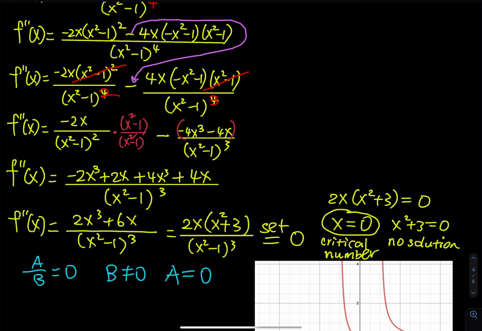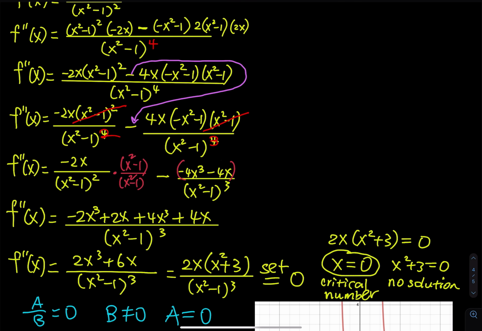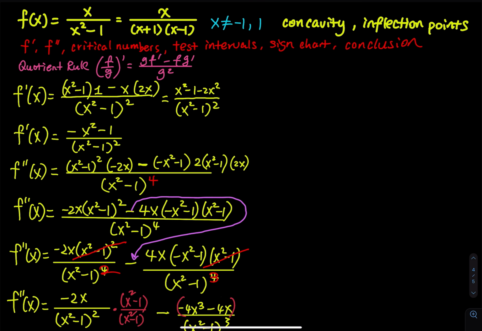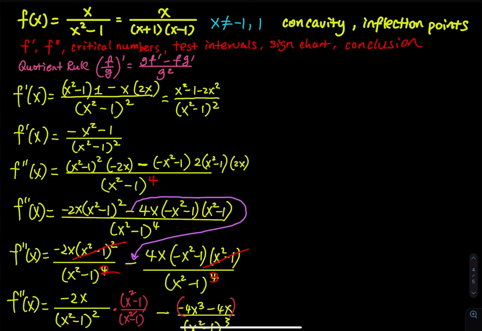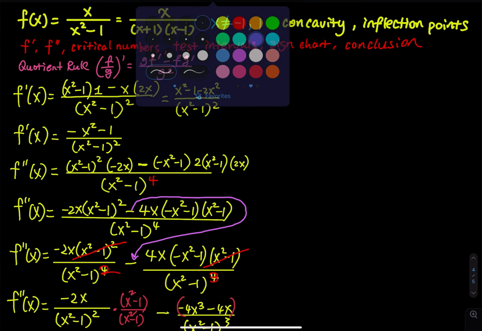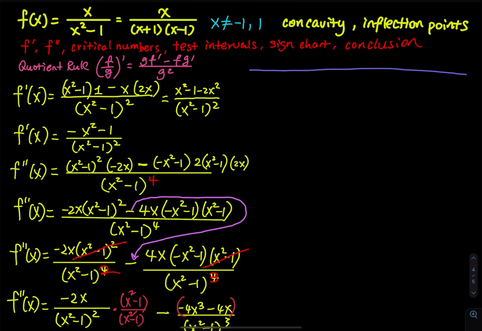Now the next step is we will do a sign chart. So for the sign chart, let's go back up and use a different color. What should I use? Let's use red, or I should use purple. For the sign chart, we have to find the test intervals first. So for the test intervals, you have negative 1, 1, and 0. So one line, 3 cuts: negative 1, 0, and then 1, right? That gives you 4 intervals: from negative infinity to negative 1, negative 1 to 0, 0 to 1, and then from 1 to positive infinity. And then you have a sign chart.